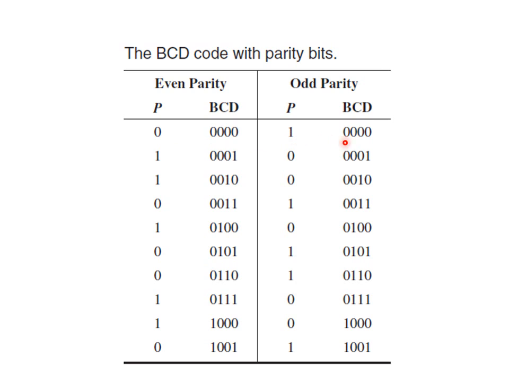In odd parity, what happens? There will be an odd number of ones. For example, if BCD is equal to 0000, then we have to add 1 and it becomes odd parity. Here it is 0, since already 1 is present there. Now here 0011 has an even number of ones, and 1 is added, then it becomes odd parity.